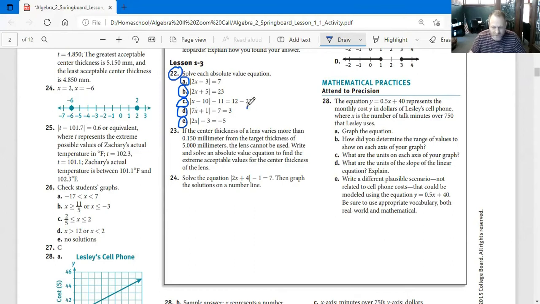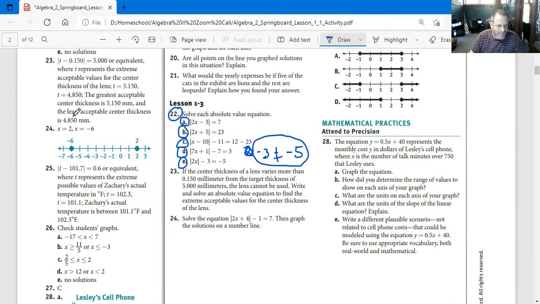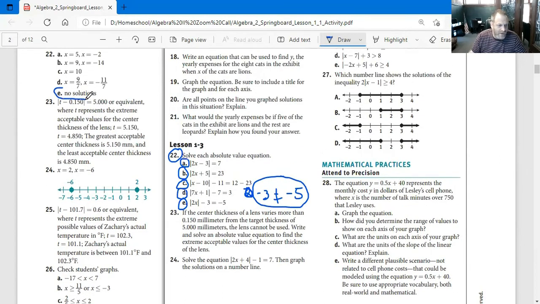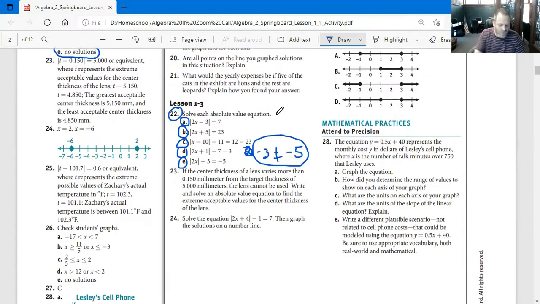It would be 2x times 0, which would be 0, right? And then minus 3 equals minus 5. So that minus 3 and that minus 5 are not going to be equal. Okay, so that is going to be a no solution right here, guys, on the left-hand side. No solutions.